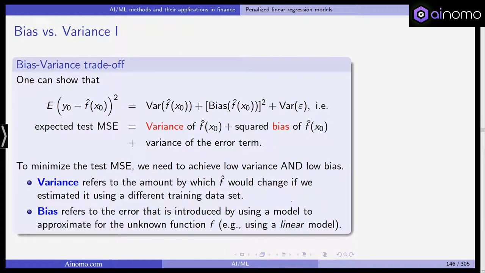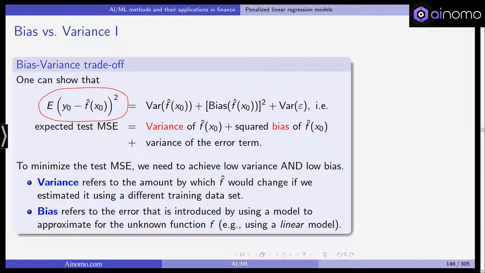Now, you can show that if we are interested in the expected test mean squared error, so the expected error on average, if we square the error of a test observation which has not been used in fitting the model, which is on the left hand side here. Let me highlight this for you. This is the expected test mean squared error. This is decomposed into the variance of f hat at x0 plus the bias squared of f hat at x0 plus the variance of the error term.